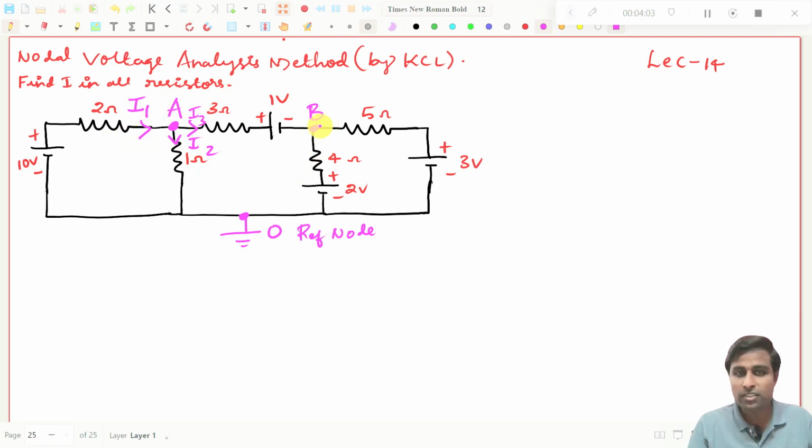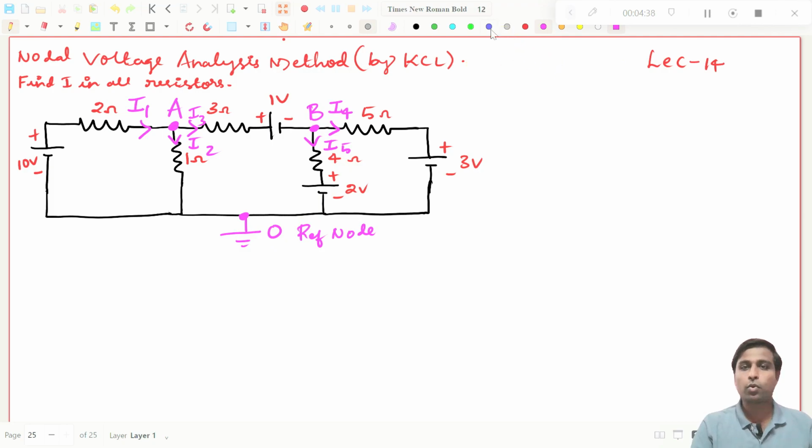Now you go to node B. There are 3 branches again. The one branch I have already assumed, that is I3, so you don't need to assume it again. This branch current I am assuming as I4, and this branch current I am assuming as I5. These current directions are up to you. You can assume this way or that way, no problem.